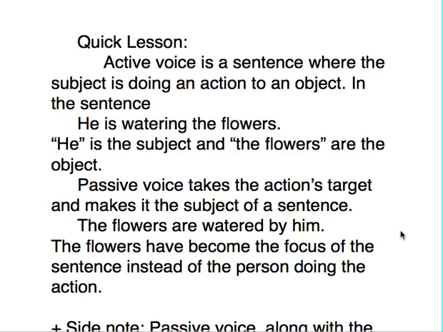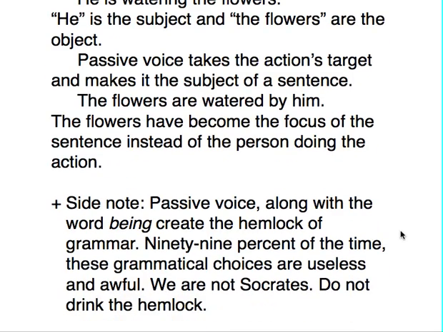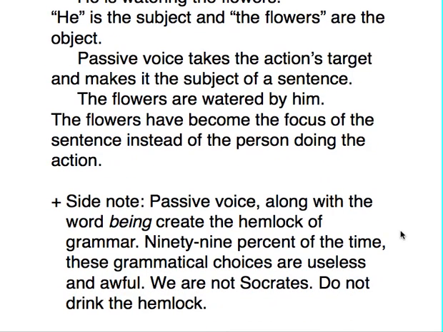So passive voice often comes across as vague and a little bit messy. This is a side note. In general, passive voice, along with the word being, create the hemlock of grammar. 99% of the time, these choices don't contribute much, especially in an essay. These are two things to be avoided in general. We are not Socrates. We do not need to drink the hemlock of grammar.